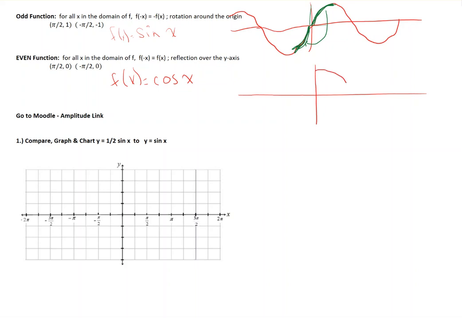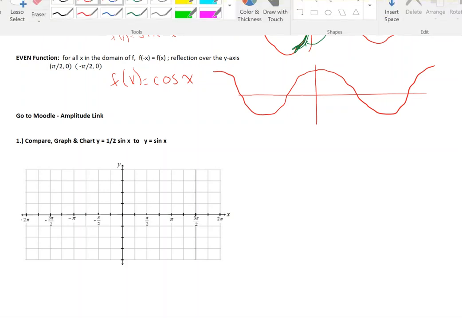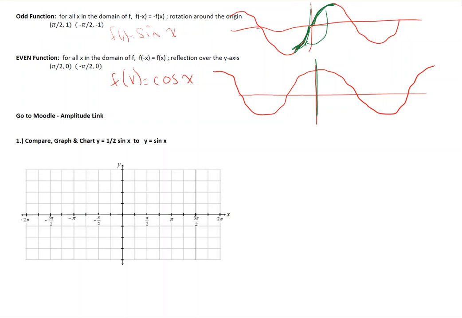Now, if we think about what a cosine graph is, it starts at 1, comes down, and comes back up, and again the symmetry goes to the other side too. With this, it's the reflection over the y-axis. If I were to fold this in half right along that line, you could see that mirror image here versus here. So again, an example of an even function is cosine, and an example of an odd function is sine.